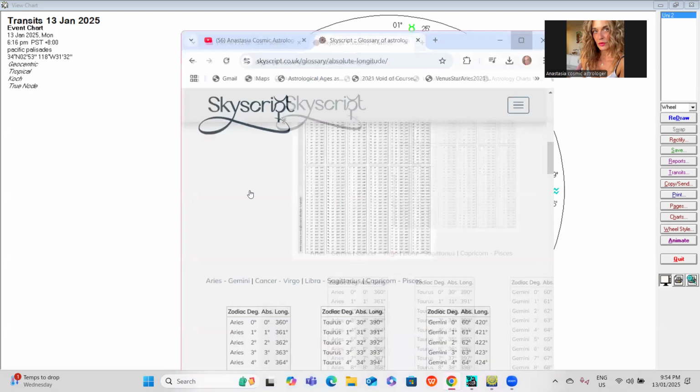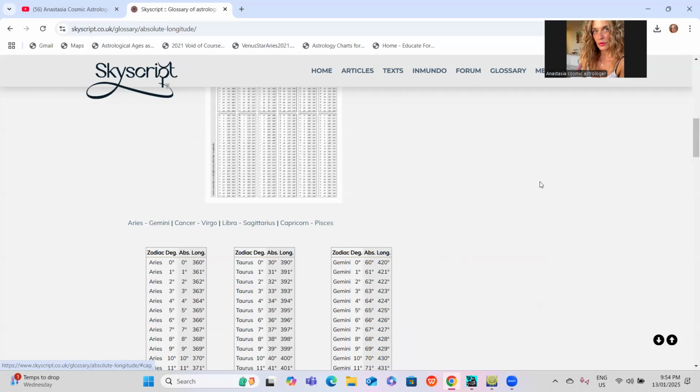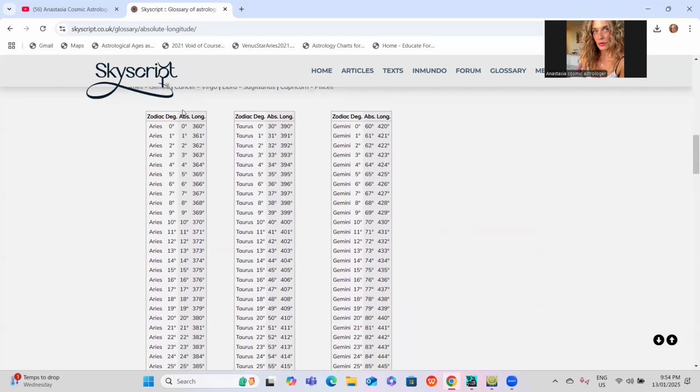So, it's just some random website. It doesn't really matter. You obviously see the name, so you can go to it whenever you wish. See these three columns? The zodiac begins at 0 degrees Aries, right? And if you look to the right, you can see that 1 degree of Aries is 1 degree, or 361, and so on and so forth. So 12 degrees Aries would be 12 degrees in absolute longitude, or 372.